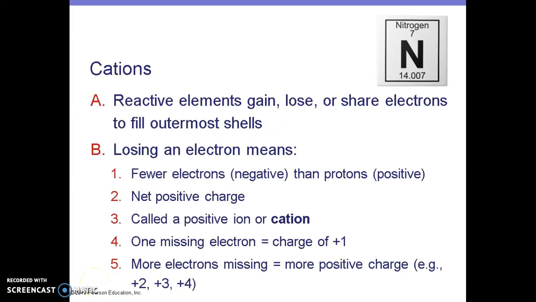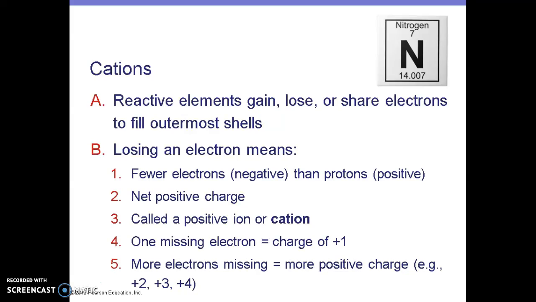Reactive elements tend to gain or lose or share electrons to fill their outermost shell. A cation is a positive ion. A positive ion is formed when an element loses an electron. Remember, an electron has a negative charge.